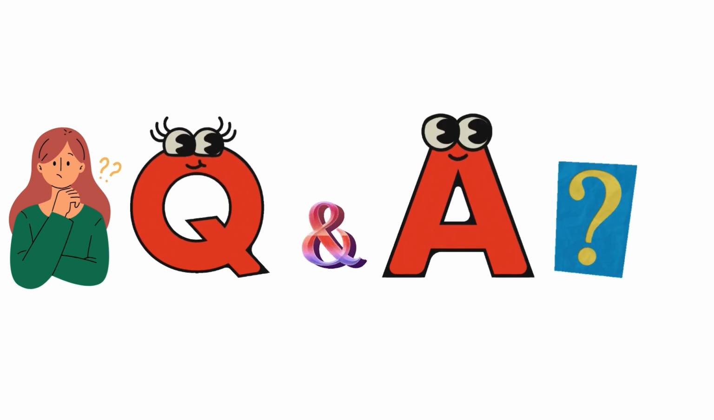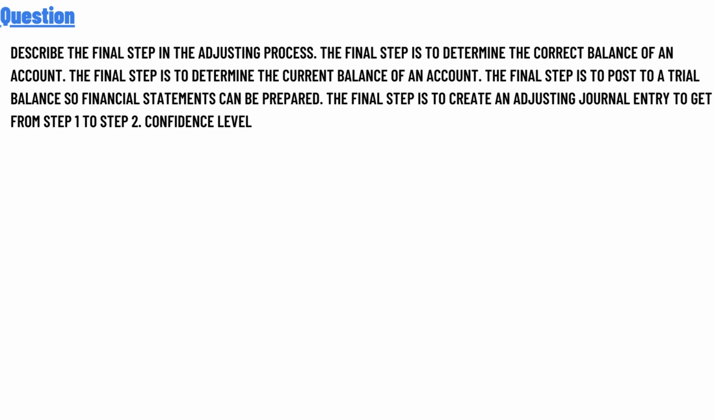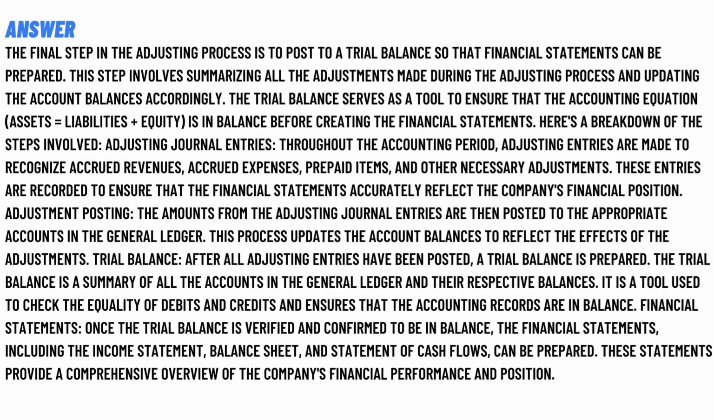Our question today is: describe the final steps in the adjusting process. The final step is to determine the correct balance of an account. The final step is to post to the trial balance so financial statements can be prepared. The final step is to create an adjusting journal entry. The correct answer to the question is that the final step in the adjusting process is to post to the trial balance so that the financial statements can be prepared.